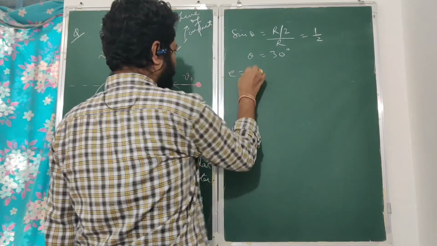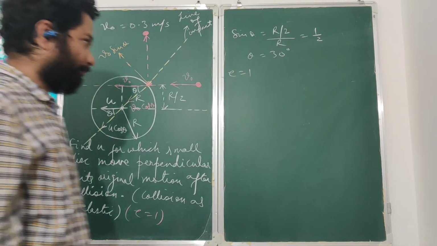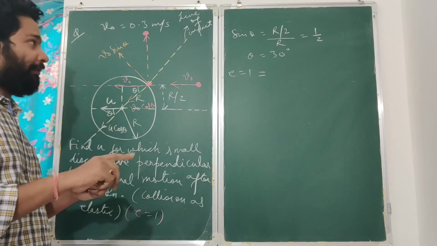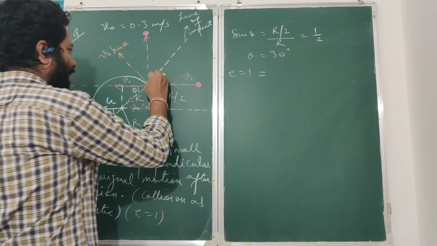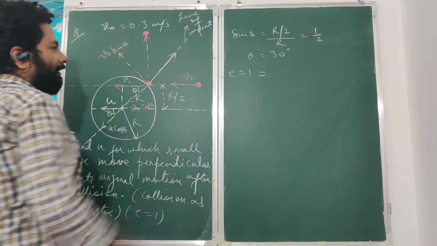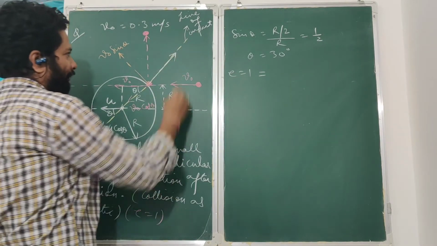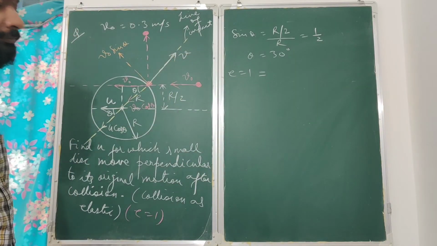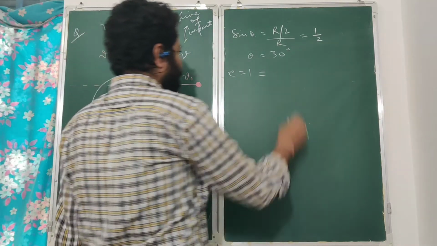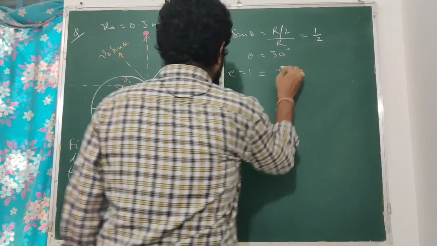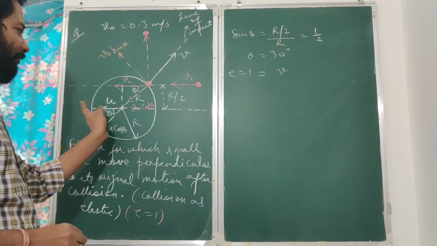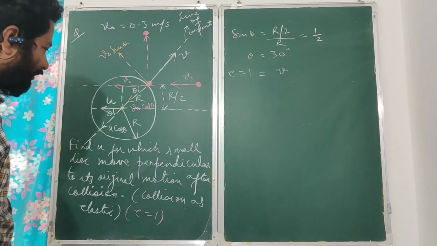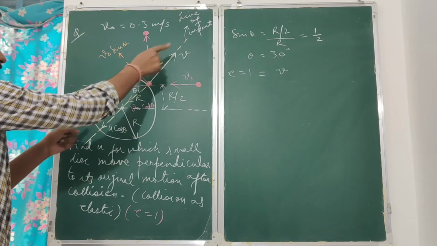So e is equal to 1 because it is an elastic collision. That is equal to the relative velocity of separation. Separation means after impact. So let us say after impact, in this direction, it has some velocity. Let us keep this velocity as v. This is a massive disk, so there is no impact on it.